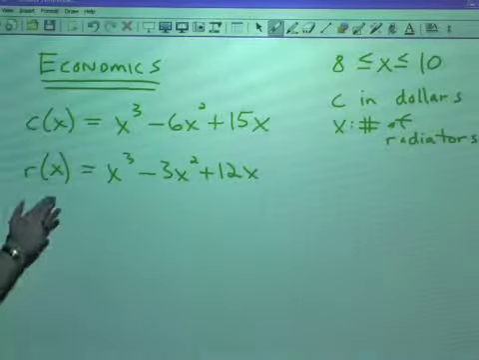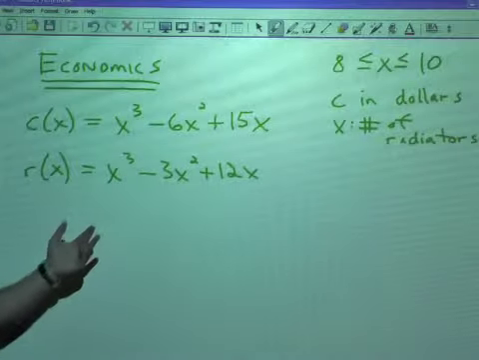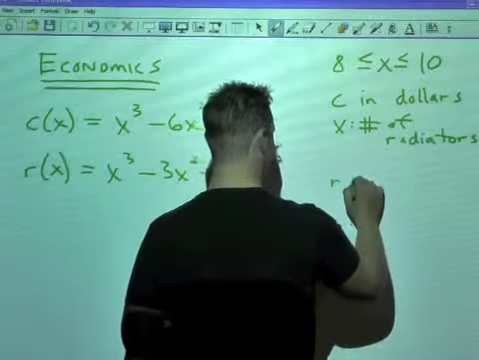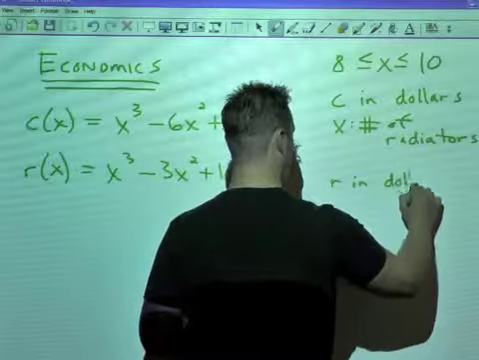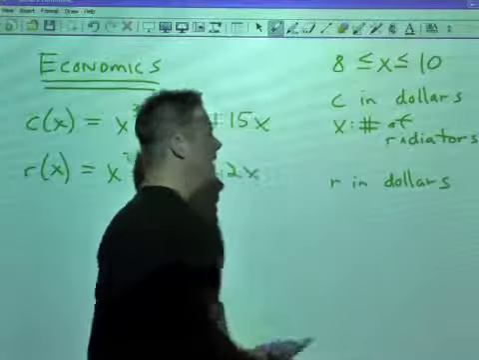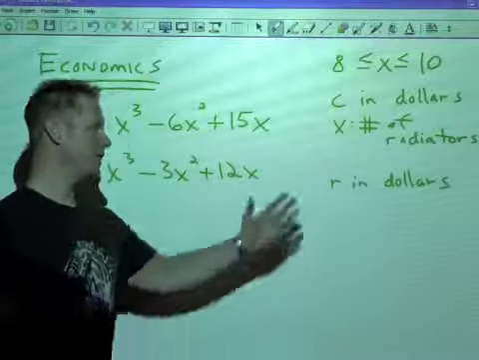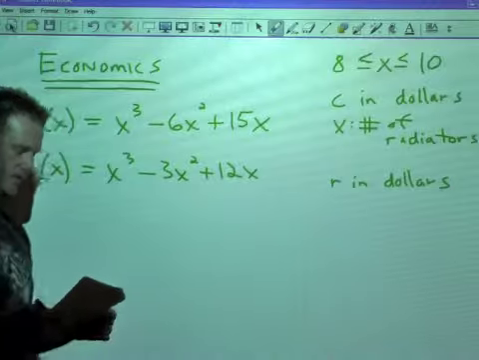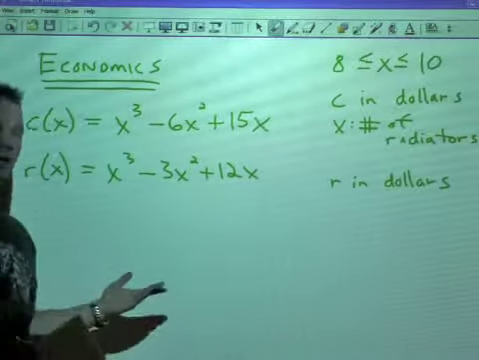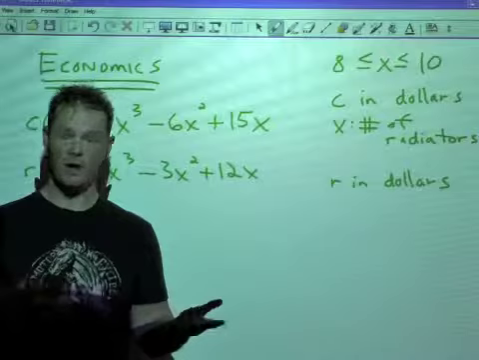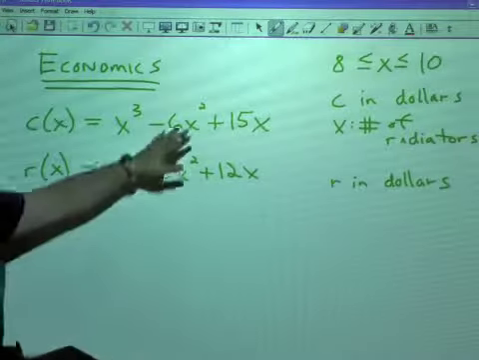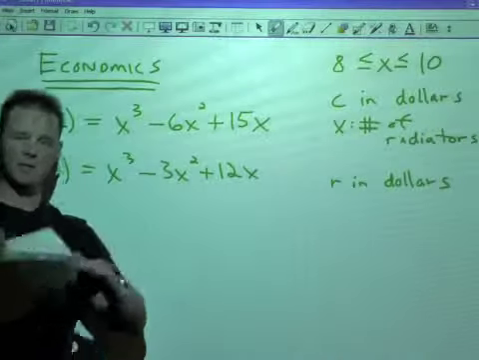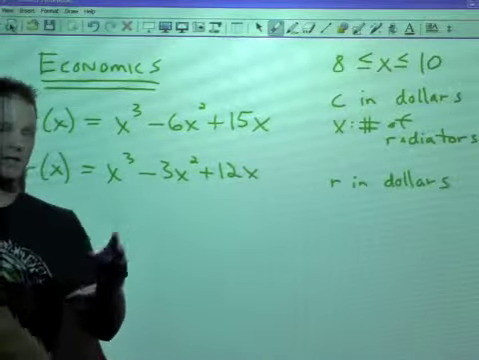Okay, now revenue is how much money we're going to make from selling X radiators. Okay, so again, R is going to be in dollars. And X represents the same thing. So X is also the number of radiators, and it's between the interval from 0 to 10. So in business, the ultimate question is, how many radiators should we produce to optimize our profit? Okay, so sometimes we want to minimize costs, sometimes we want to maximize revenue, but sometimes there's this point in between where our profit is maximized.